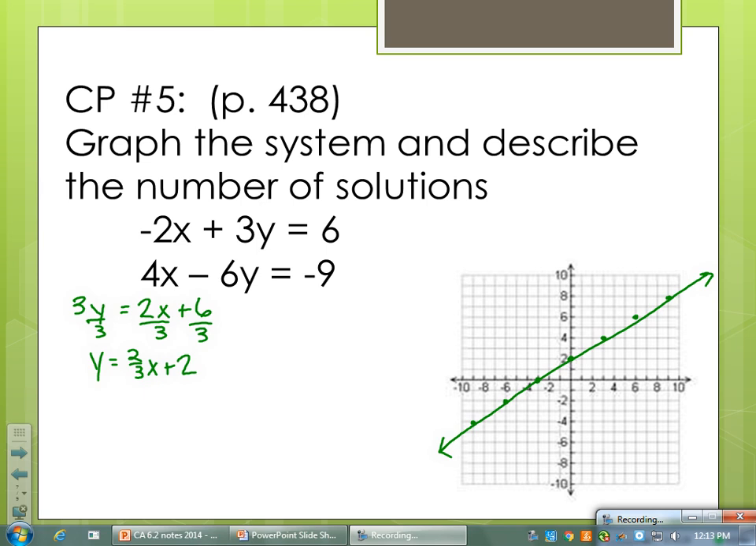So for my second equation, I want to, again, get it into y equals mx plus b. So I'm going to leave my y term alone for now, but I'm going to move that x term to the right-hand side. Let me redo that. It'd be a negative 4x on the right. Leave the negative 9 where it was, and divide away the negative 6. So y equals 2/3 x plus 3/2.